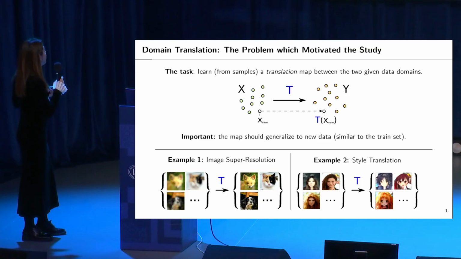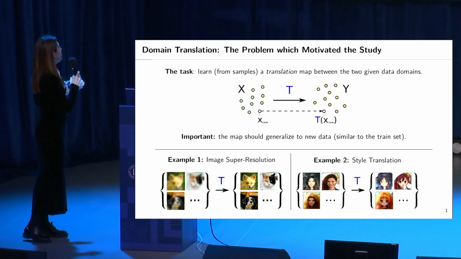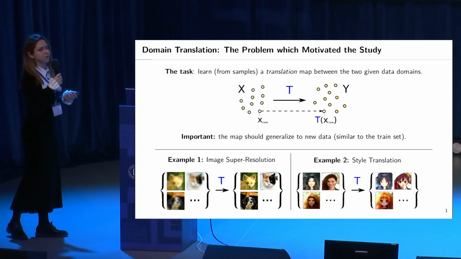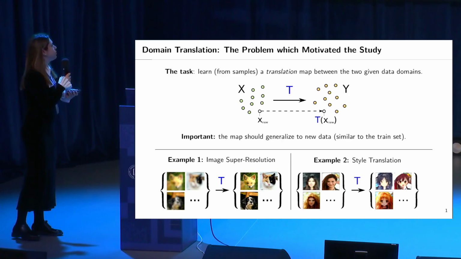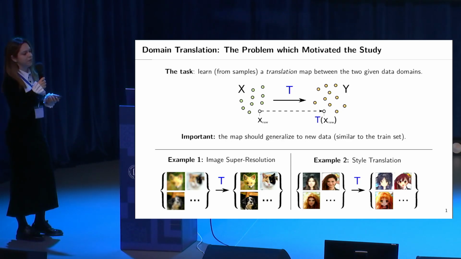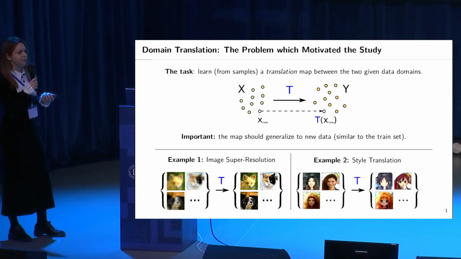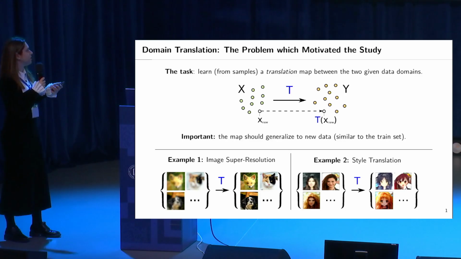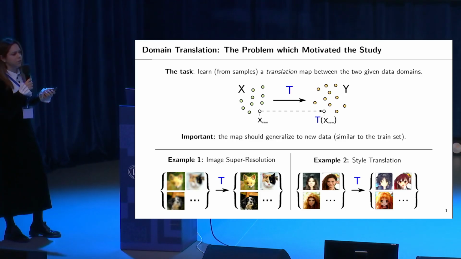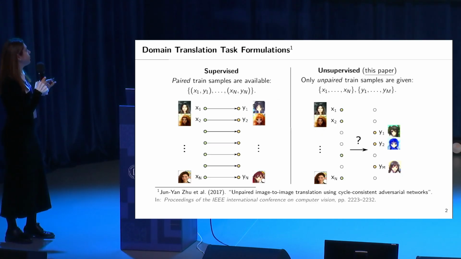The task which motivated our study is the widely known domain translation task, when the learner is given empirical samples from two different domains, input and target, and needs to learn some translation map, which could be applied to new samples from the input domain to derive the generated samples from the target one. This task spans a variety of popular computer vision problems. For example, image super resolution, style translation, and others like image inpainting, and so on. So, a very important problem, which has two typical formulations, supervised and unsupervised ones.